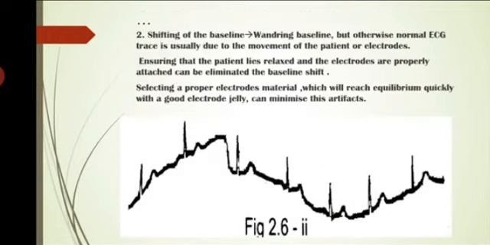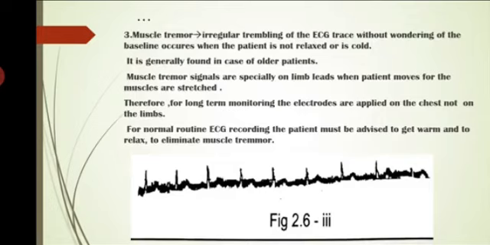Shifting of the baseline. A wandering baseline but otherwise normal ECG trace is usually due to the movement of the patient or electrodes. Ensuring that the patient lies relaxed and the electrodes are properly attached can eliminate the baseline shift. Selecting proper electrode material, which will reach equilibrium quickly, with a good electrode jelly can minimize these artifacts.